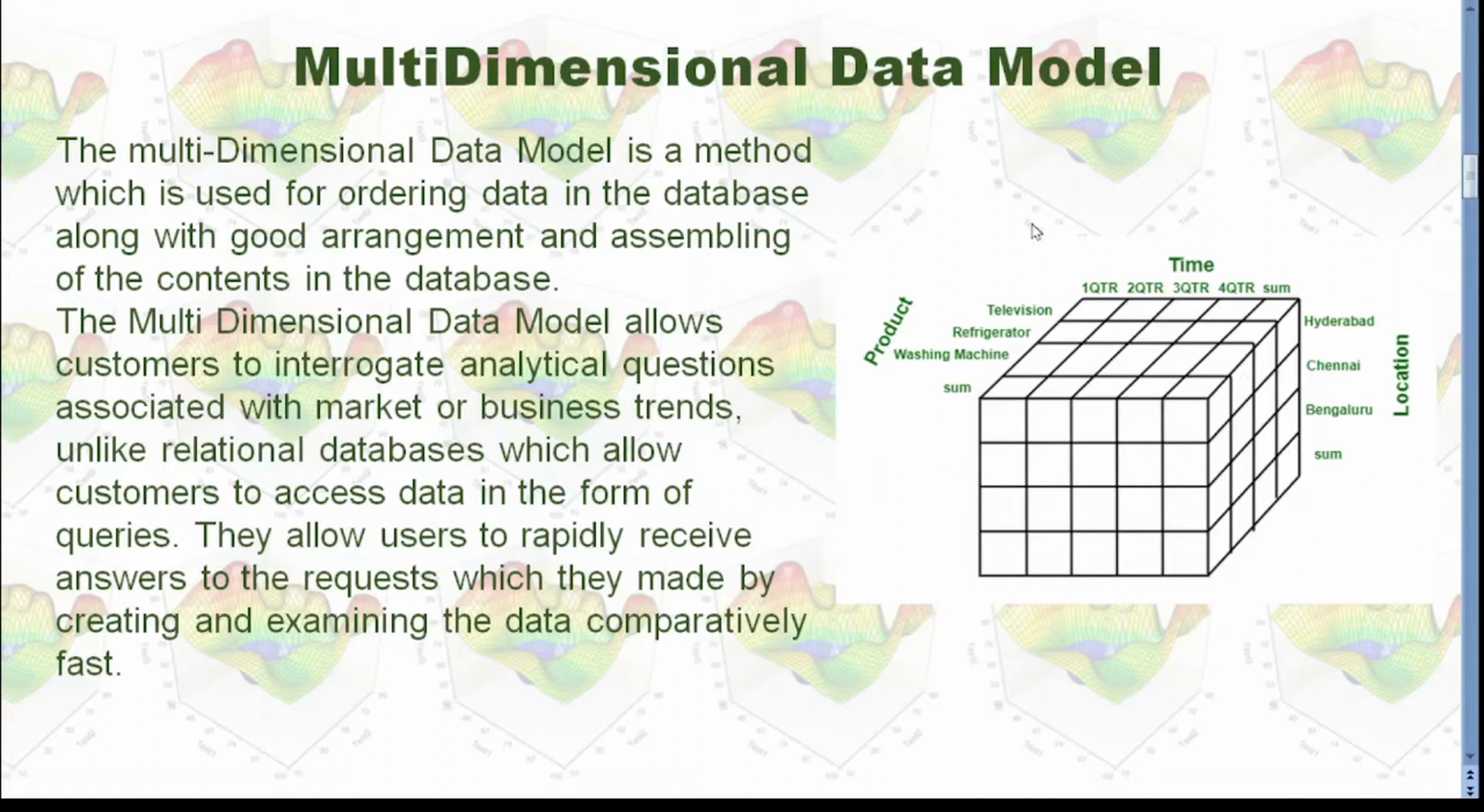Look at this data. It breaks down by product, and the sum is calculated. It also breaks down by time into different quarters, and the sum is calculated. And it breaks down by location, and the sum is calculated. So the multidimensional data model is sometimes also called a data cube.